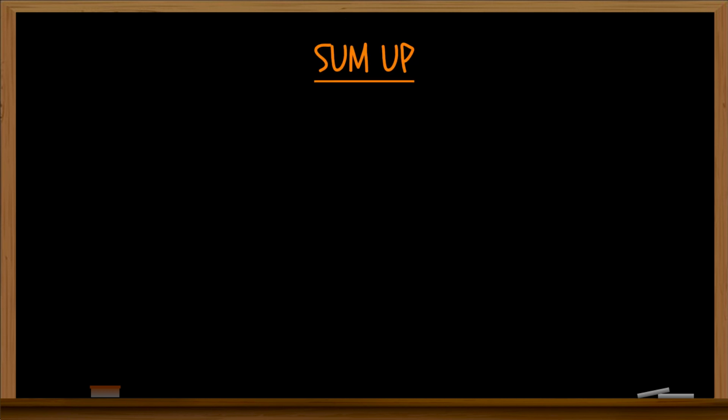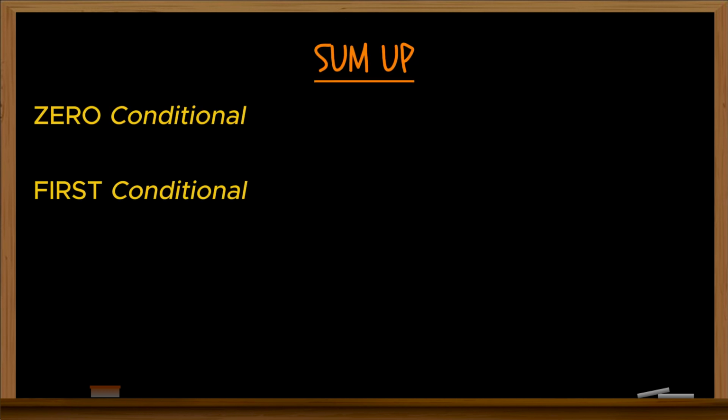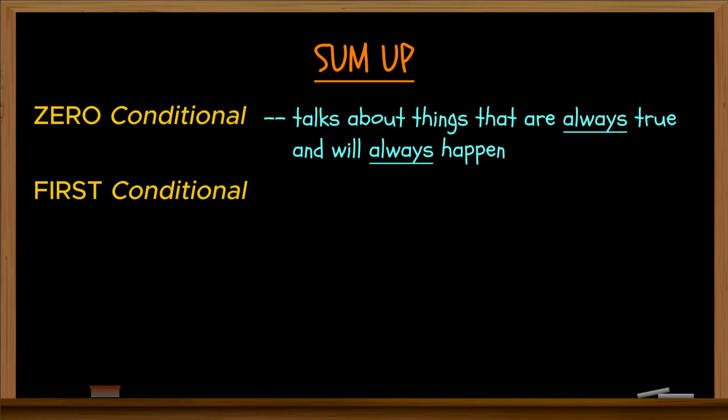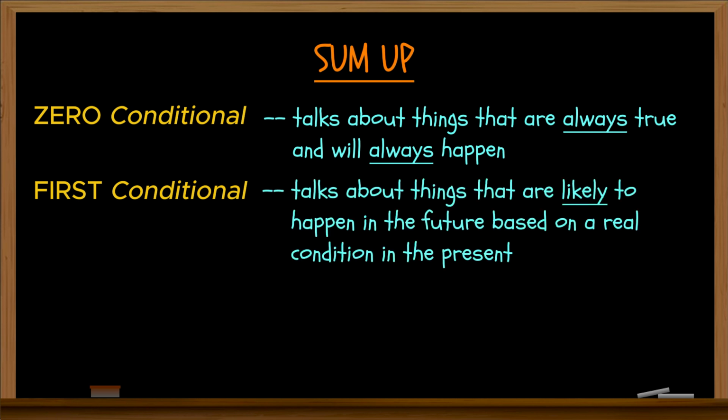To sum up, we've learned about the zero and first conditionals and how they are used in real life. While the zero conditional talks about things that are always true and will always happen, the first conditional talks about things that are likely to happen in the future based on a real condition in the present. Okay, so let's make this clear.